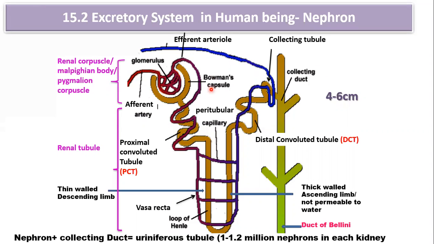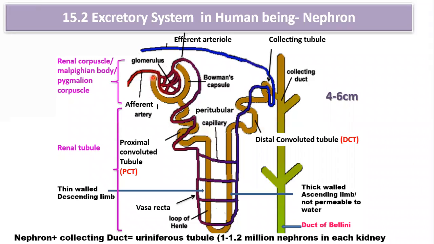So the very first part you can see over here is known as the Malpighian body. Another name for the Malpighian body is the renal corpuscle. So either you can call it the Malpighian body, or renal corpuscle, or it is also called the Malpighian corpuscle. It is one and the same. Now, the Malpighian body is further made up of two components.